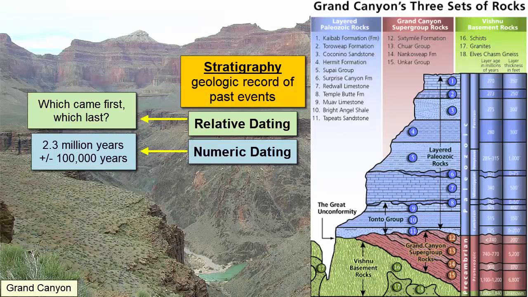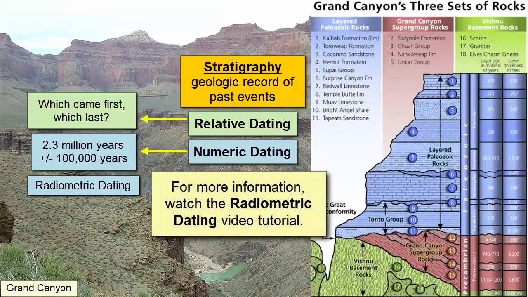Numeric ages, as you see, have associated errors and can be determined only for rocks that contain the right ingredients. Turns out most rocks do not have these right ingredients, and only some of them can have numeric ages associated with them. The most common form of numeric dating is radiometric dating, which uses naturally radioactive elements trapped in rocks to calculate the dates of formation. For more information, watch the video tutorial on radiometric dating.